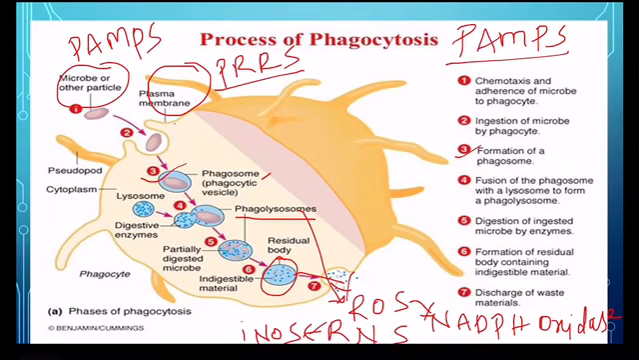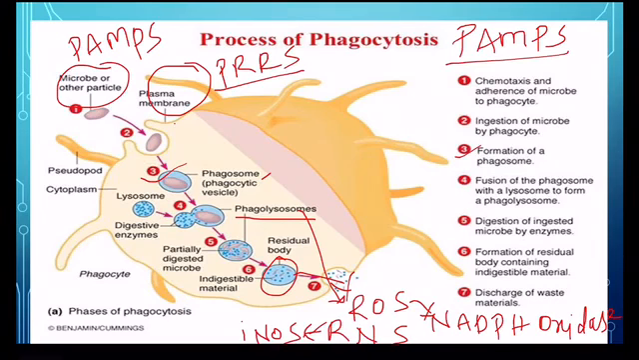So the different steps here: first is chemotaxis, the movement of phagocytes towards the site of infection. After reaching the site of infection, they recognize the receptors, PRRs, pattern recognition receptors. Once they are bound, that leads to the activation of a signaling pathway and the polymerization of actin. It leads to extensions of the membrane in the form of a vesicle, forming the phagosome. Now this phagosome fuses with the lysosome and forms a structure, the phagolysosome.